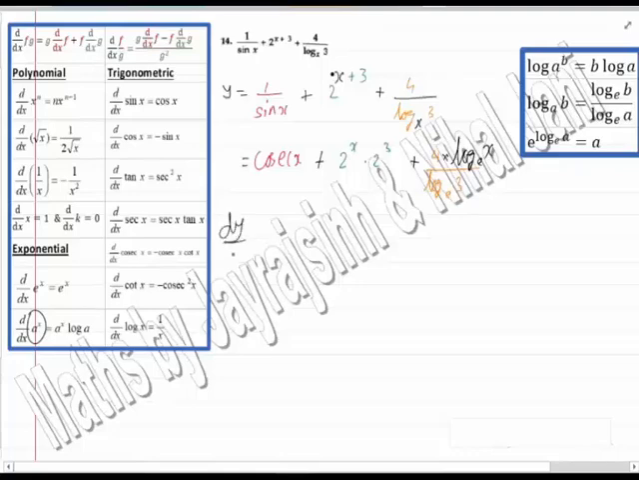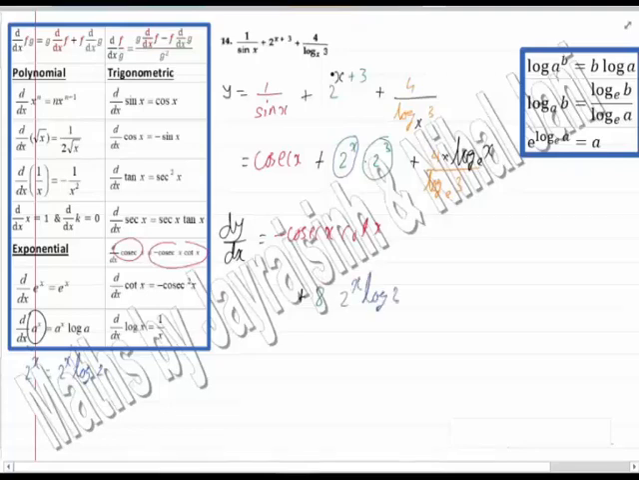So let's differentiate with respect to x. We have the differentiation of cosec x, minus cosec x cot x, right? Now we have to differentiate the second term. In the second term, 2 raised to 3 is a constant. Basically 2 raised to 3 is 8, we don't have to worry about it. We just have to differentiate 2 raised to x, and the differentiation of 2 raised to x will be 2 raised to x log 2.